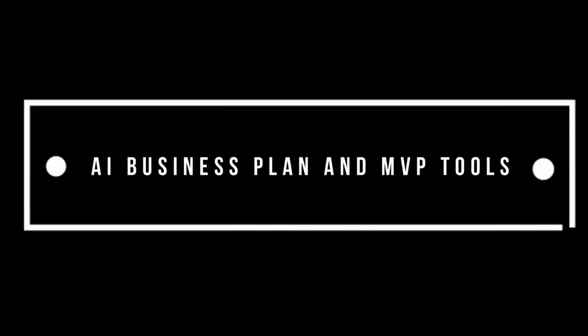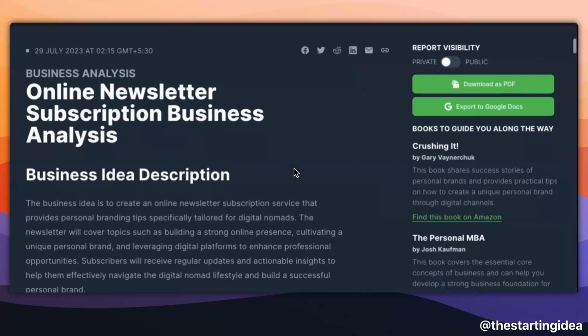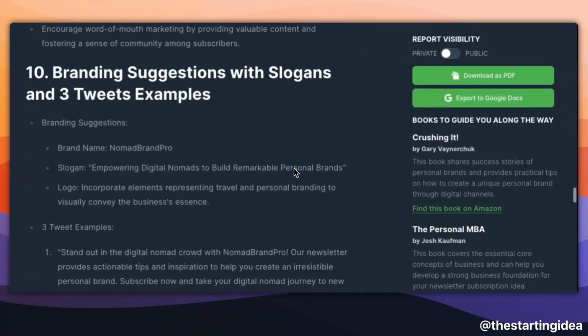AI business plan and MVP tools. 1. Venturous AI. With Venturous AI, you can test your ideas for market fit before you create your MVP. It will give you info like SWOT analysis, pestle analysis, marketing strategies, and even more.